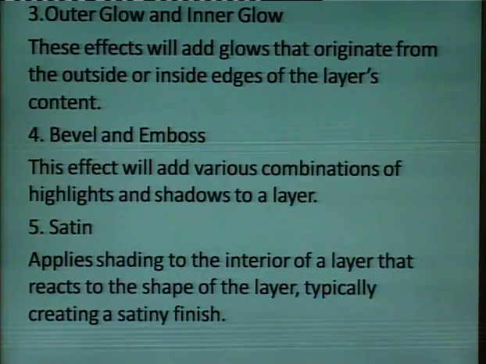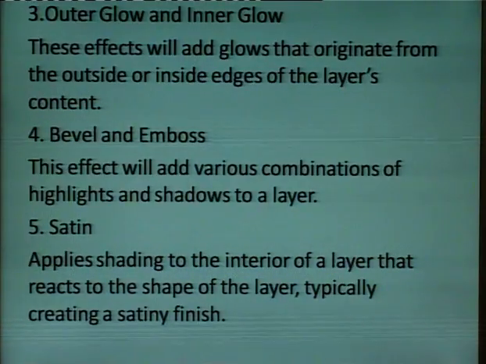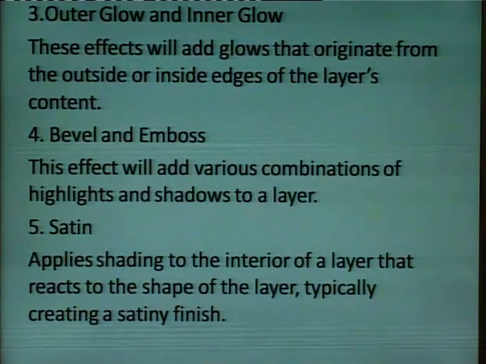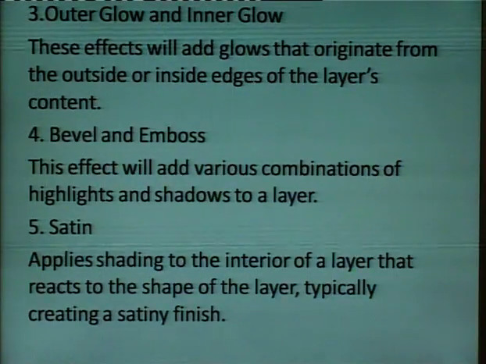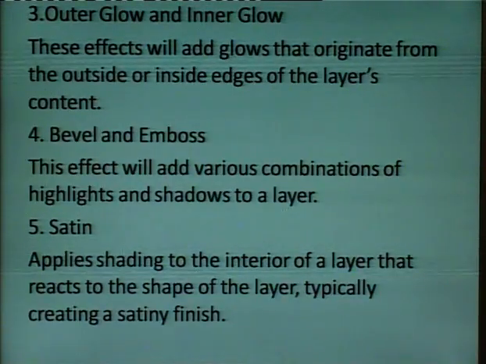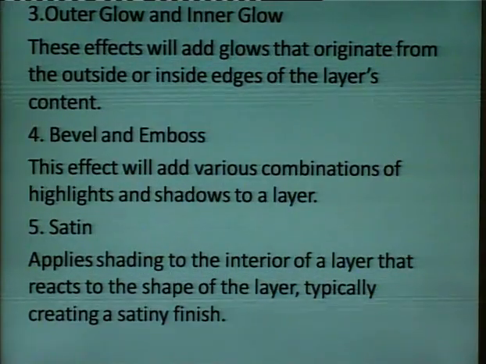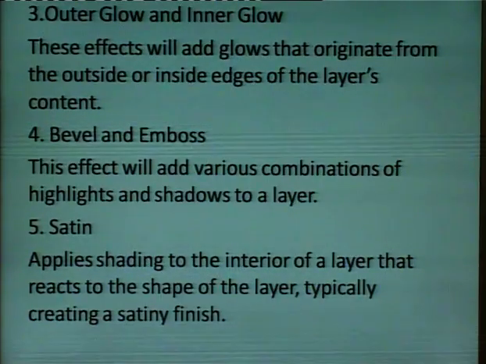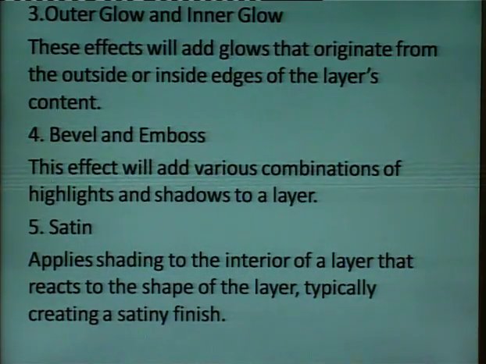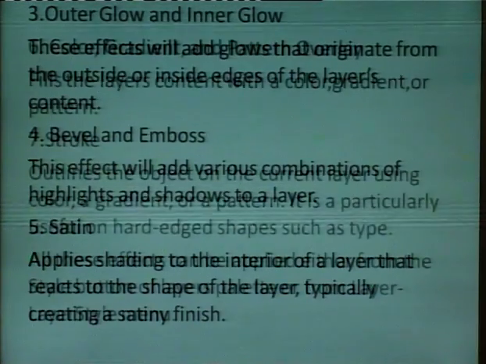Outer glow and inner glow. These effects will add a glow that originates from the outside or inside edges of the layer's content. Bevel or emboss. These effects will add various combinations of highlights and shadows to the layer. The fifth one is the satin. This applies shading to the interior of the layer that reacts to the shape of the layer, typically creating a satiny finish.